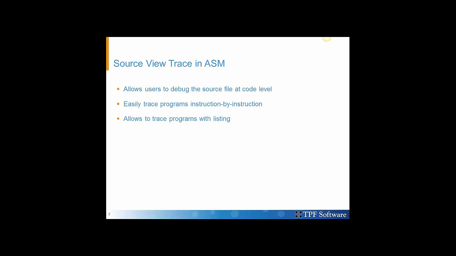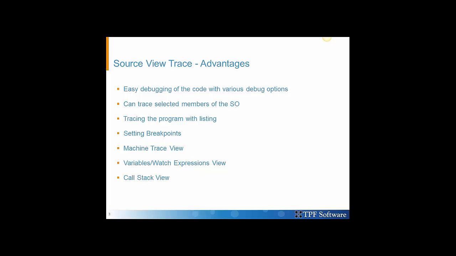To enhance this Socio Trace feature further, zTPFGI provides various Socio Trace options. Here are the Socio Trace advantages. Users can easily debug their code with various debug options. You can also trace the selected members of the SO. For example, if a user has 100 members in his package, he can particularly select a few of the members from his package and set the Socio Trace for those members.